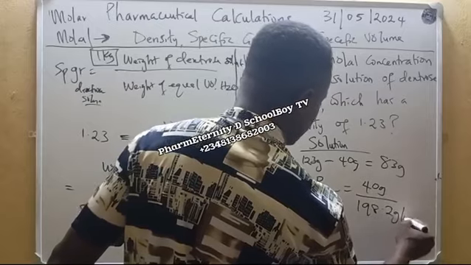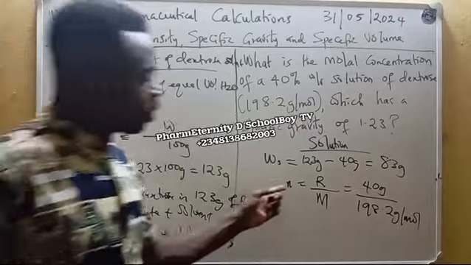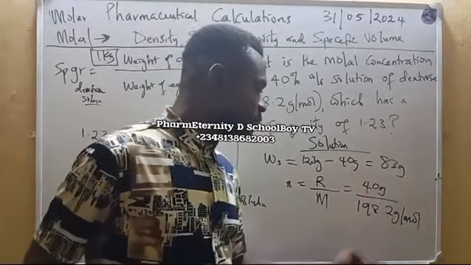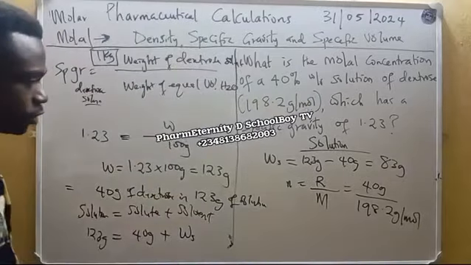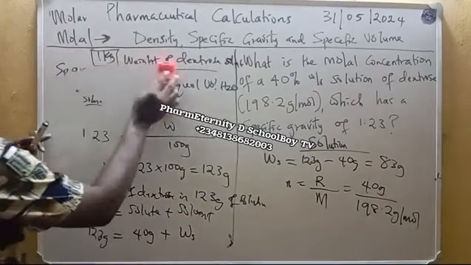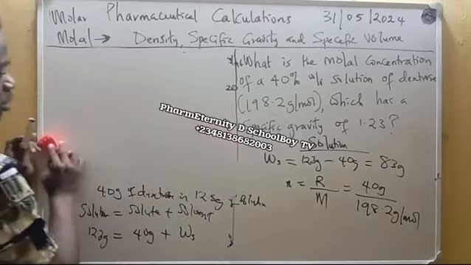198.2 grams per mole. This is the molar mass. So the number of moles is 40 grams divided by 198.2 grams per mole. So I can clean here now. So if that is the case, we are getting somewhere.